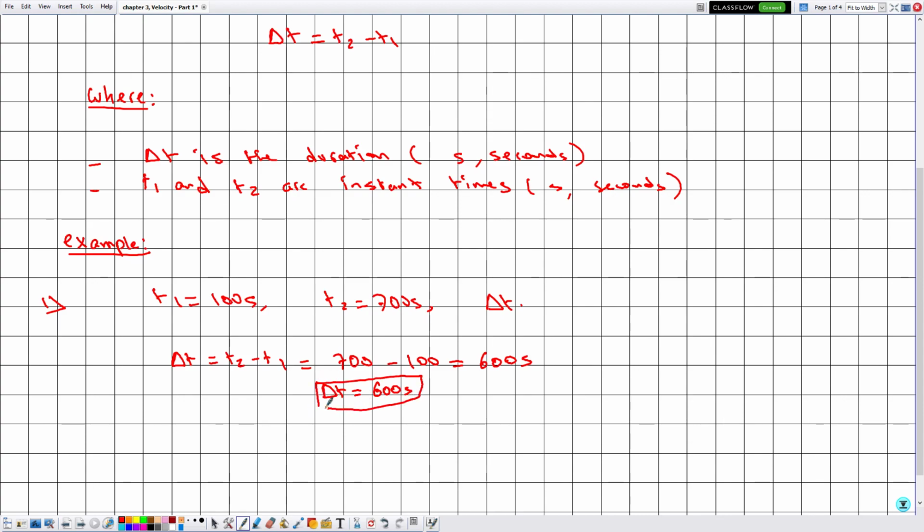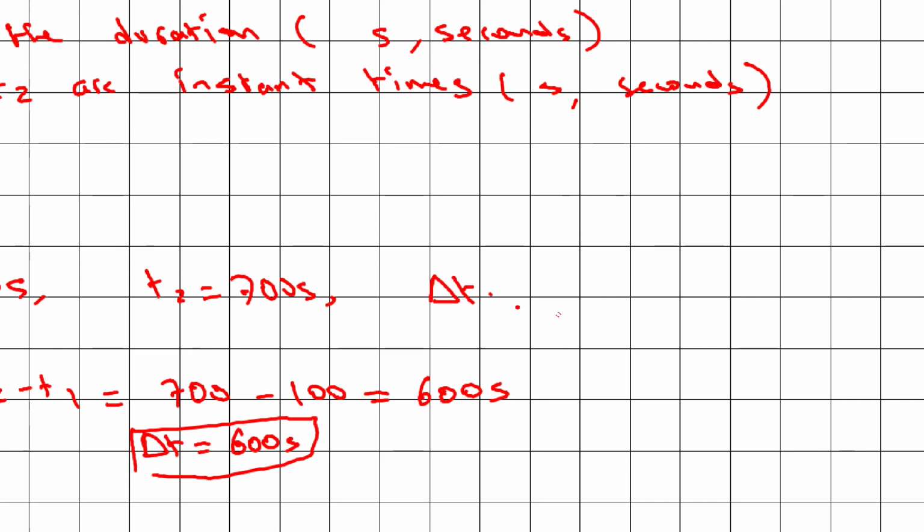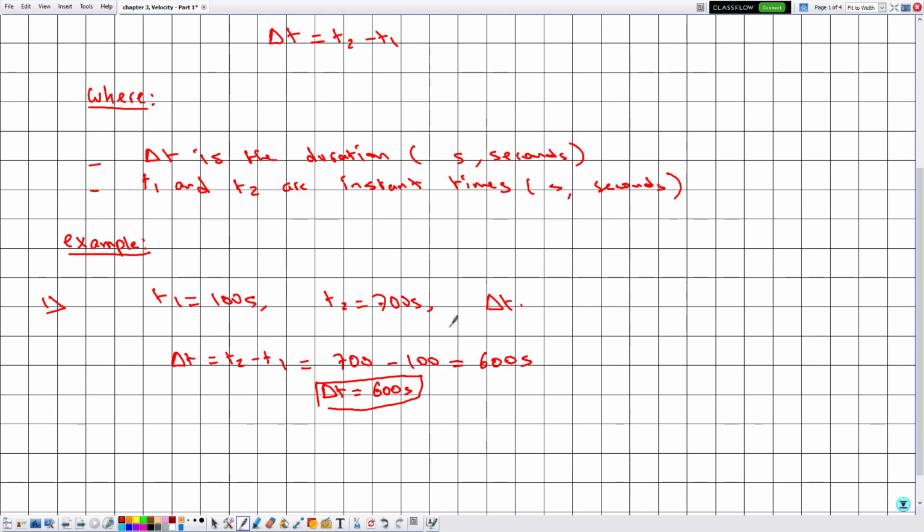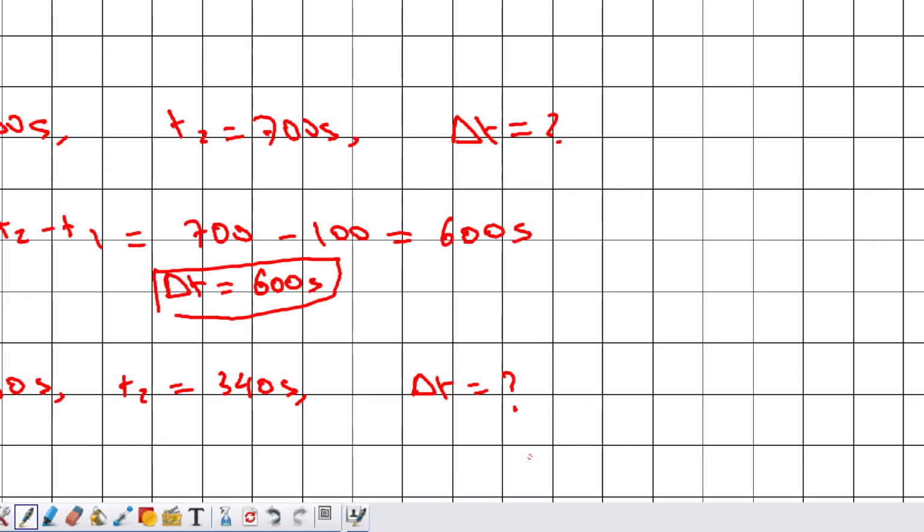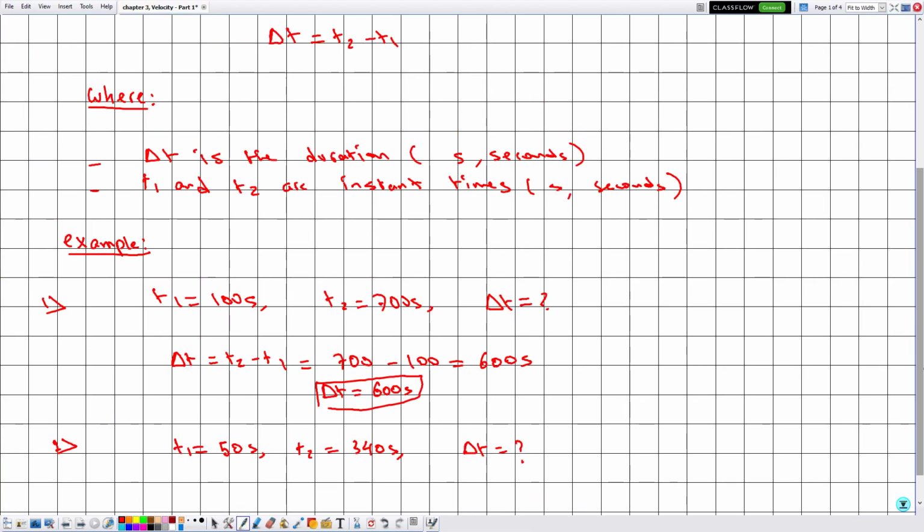So notice that in this example they didn't specify the unit of delta T. So whenever they don't specify the unit, we need to calculate the quantity in the SI. Now if we consider another example where T1 is equal to 50 seconds and T2 is equal to 340 seconds, and we are asked to calculate delta T. Since they didn't specify the unit of delta T, we must calculate delta T in the SI unit, which is seconds, so this is the duration.